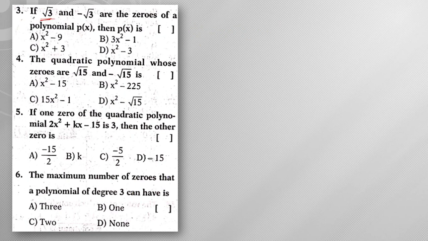If root 3 and minus root 3 are the zeros of the polynomial, already by using the previous form, that is x square minus of alpha plus beta into x plus alpha into beta, we can write it as x square minus of root 3 minus root 3 into x plus root 3 into minus root 3. This root 3 minus root 3 will become 0, so this total term will vanish. Hence the answer is x square minus root 3 whole square, which is nothing but 3. Hence the answer is x square minus 3.